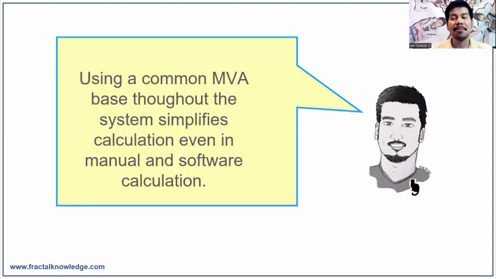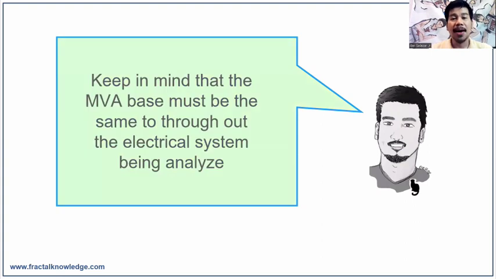Using a common MVA base throughout the system simplifies calculation, even in manual and software calculation. There was no substantial difference between manual calculation and software calculation. Keep in mind that the MVA base must be the same throughout the electrical system being analyzed. If you use 100 as an MVA base, use your voltage supply as the base voltage and compute for the base current. Those bases will be used when we go back to the normal values of short circuit.